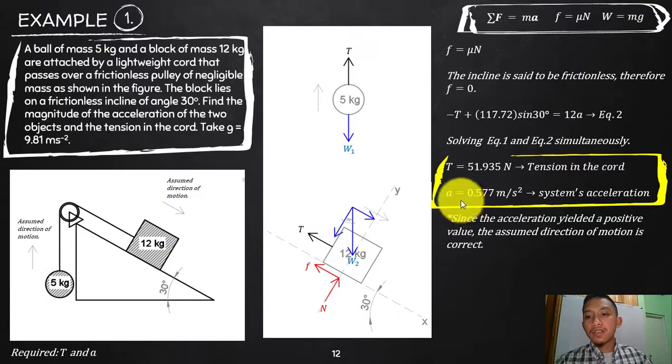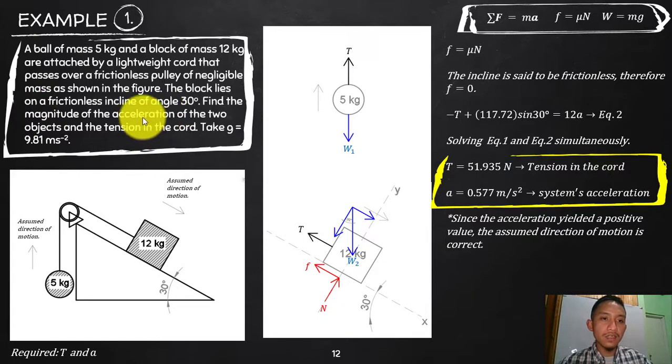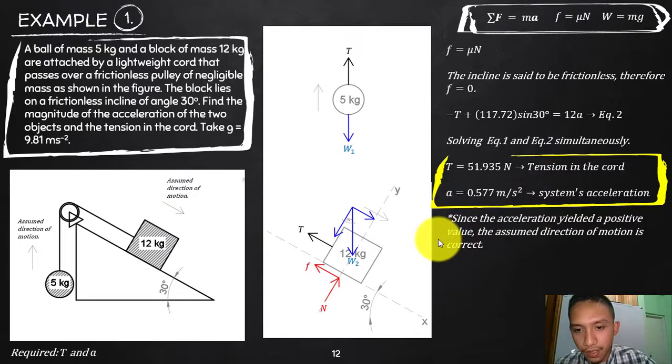Okay, so you can decide if that is a different direction by looking at the acceleration, and that is positive, so we are correct. So these are your values, the unknowns: the magnitude and direction of acceleration, and the tension of the cord. Okay, let's have one more example for this.